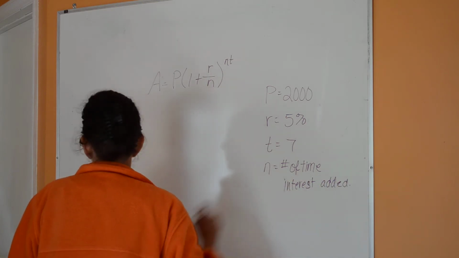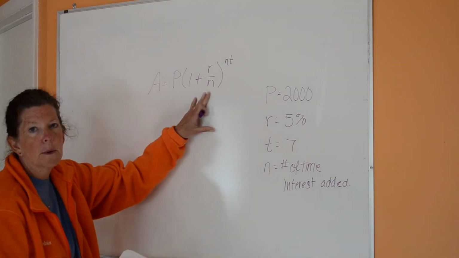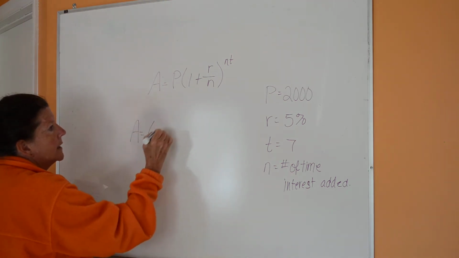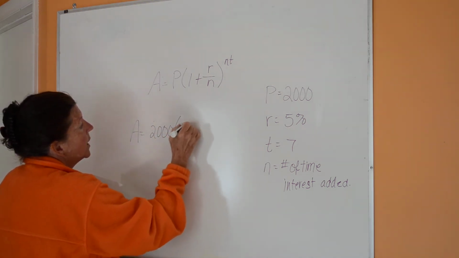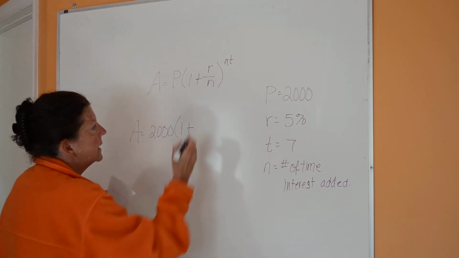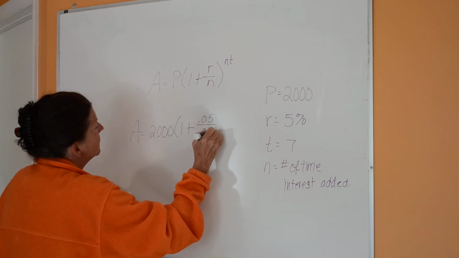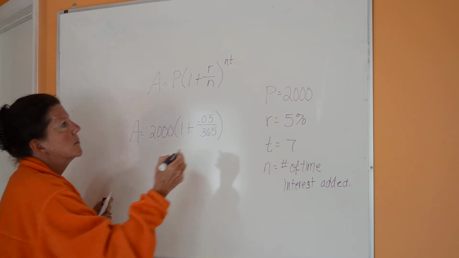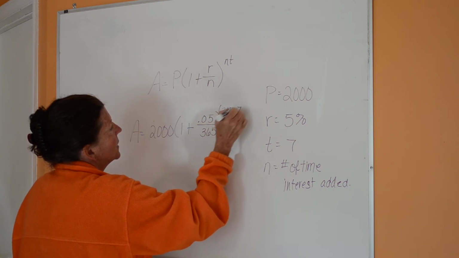And this particular problem says it's continuous. Well, if it's continuous, then there's 365 days a year, so the N is going to be 365. So I'm going to say the amount I earn is 2,000 times 1 plus, now I have to take the percent and make it into a decimal, 0.5 over 365, because I'm taking the interest daily and adding it back to the principal, raised to the 365 times 7 power.